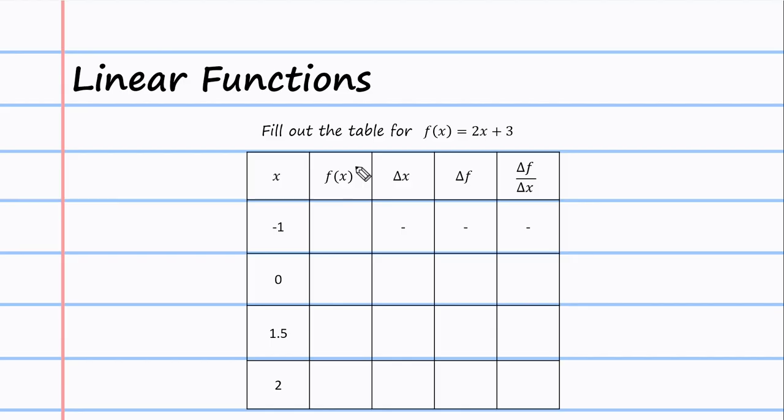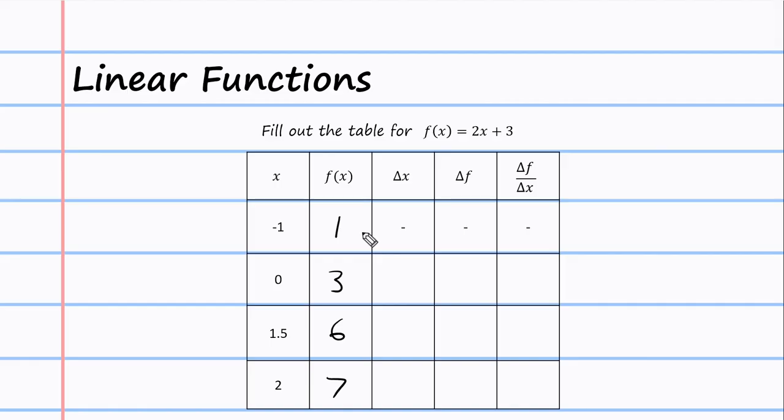So in order to solve for f of x, all you gotta do is just plug an x into that equation up there. So let's just go and do that. So you plug in -1, you get 2 times -1 plus 3, which is just 1 because it's 3 minus 2. If you plug in 0, you just get 2 times 0 plus 3, which is just 3. If you plug in 1.5 for x, you get 3 plus 3, which is 6. And then if you plug in 2 for x, you get 2 times 2, which is 4, plus 3, which is 7.